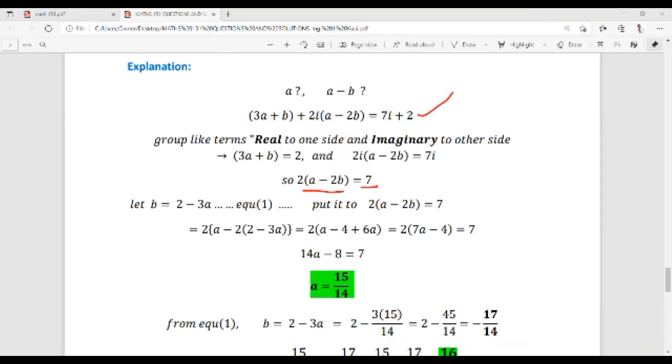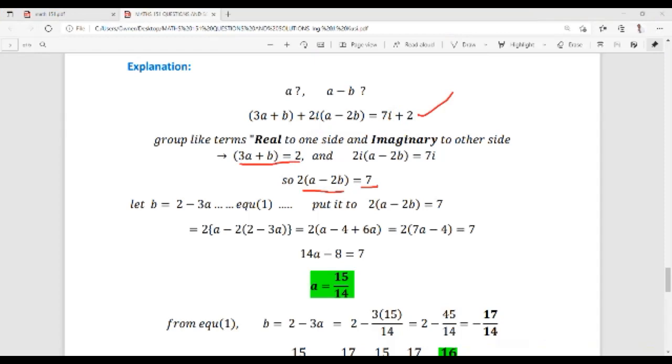from this equation that he has given to us. We can also say that 3A plus B is equals to 2. Is that not it? Do you agree with what I have explained so far?